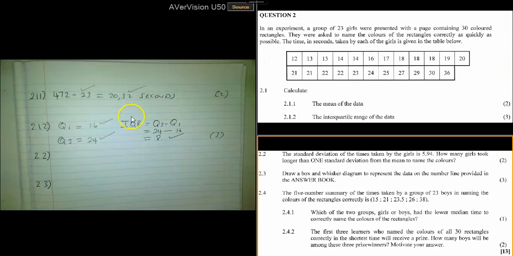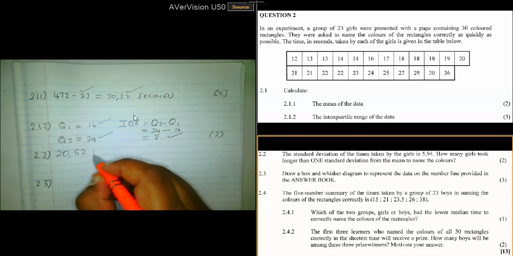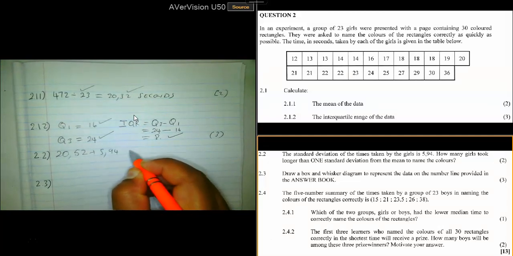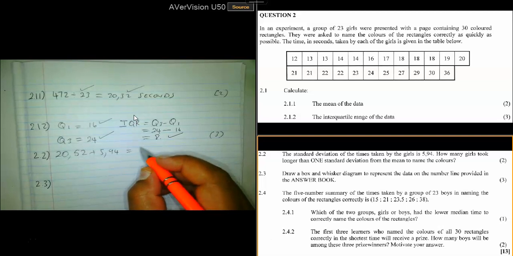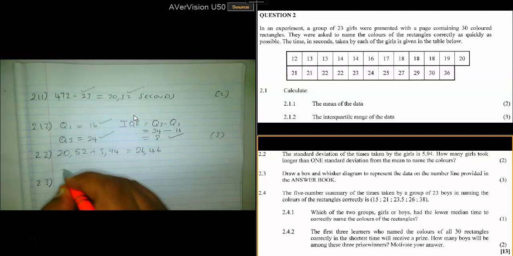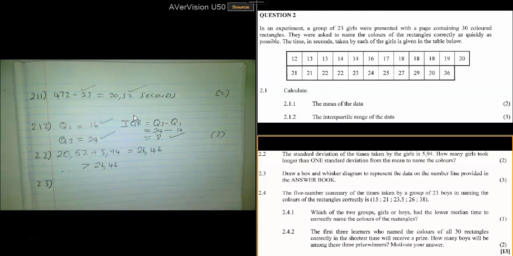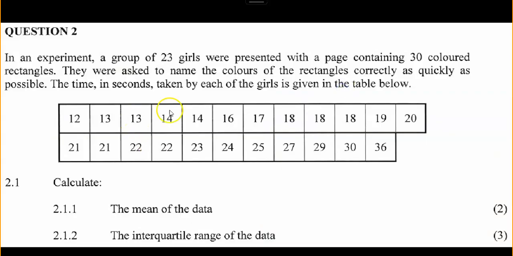So we know that our mean is 20,52. We then add the 5,94, and this gives us an approximate value of 26,46. Therefore we are looking for values greater than 26,46. Now let's go back to the girls' table. If you look at the table, 26 is below 27. Therefore the answer will be 1, 2, 3, 4. So your final answer here would be 4 girls.